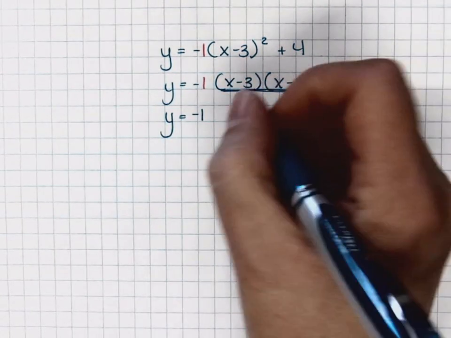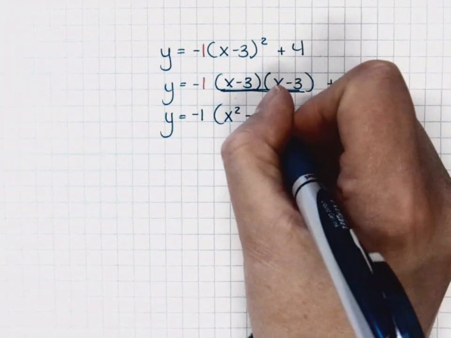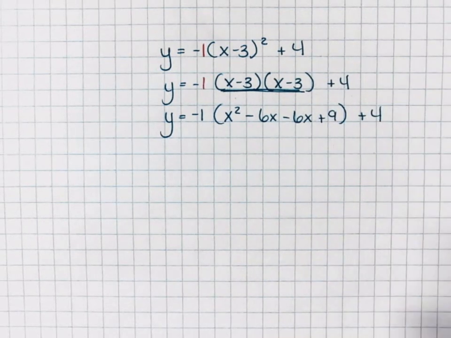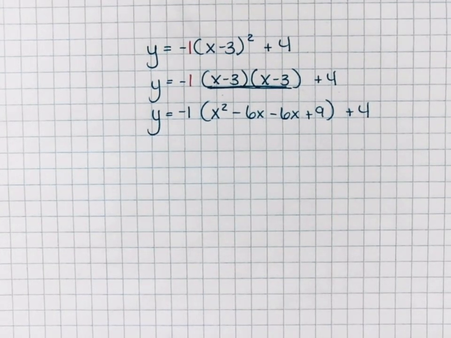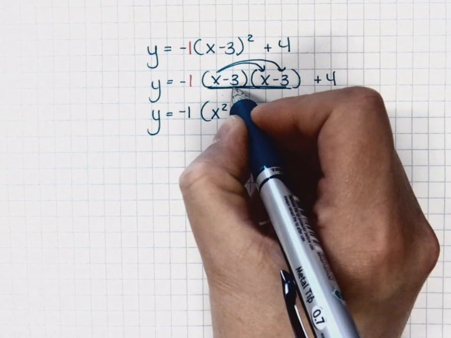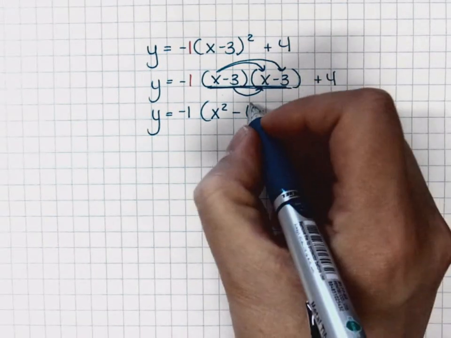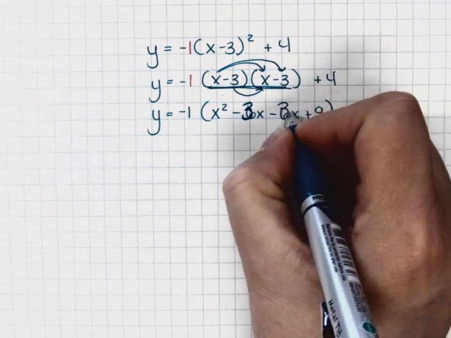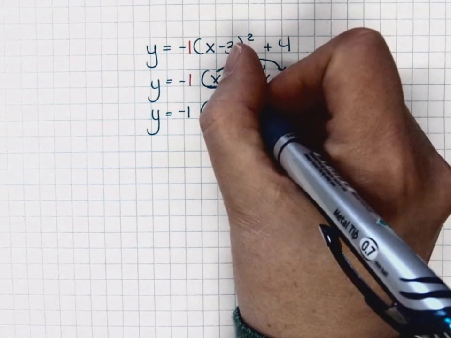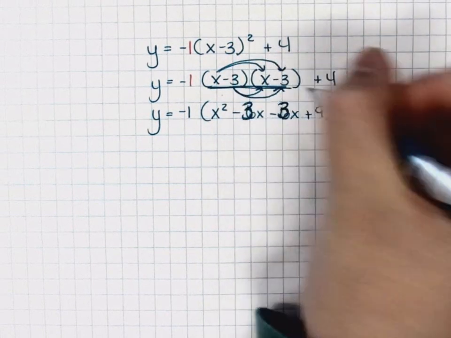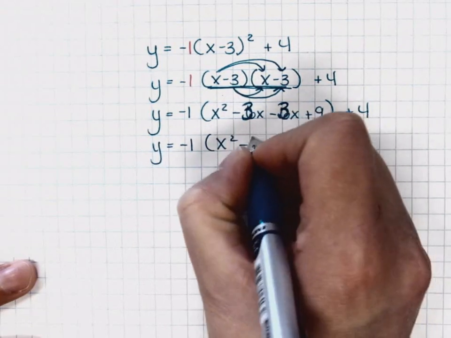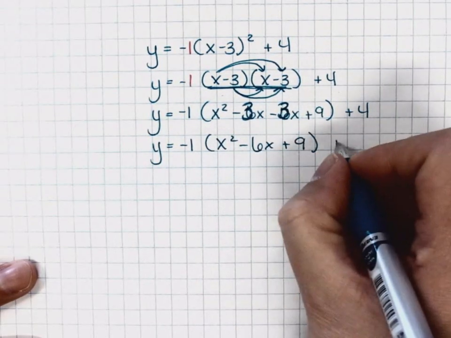I'm going to leave my -1 right there. I'm going to have x squared minus 3x minus 3x plus 9, plus 4. Do you guys trust my math? My leapfrogging? We did this in grade 10. Guys, these aren't 6s, they're 3s. Thanks. I knew the answer was 6 when you put it together, so this is why you always draw the arrows in, because it helps your brain. Okay, so y equals -1 times (x squared minus 6x plus 9) plus 4.